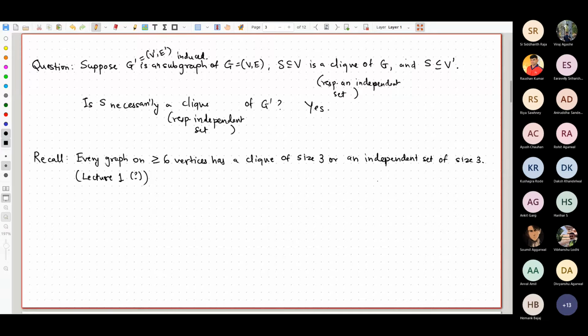All right. So now our plan is to generalize this, right? Suppose I want to say that every graph with a sufficiently large number of vertices has either a clique of size 100 or an independent set of size 1000. I want to make this kind of a claim. Is this a valid claim, right? So that is what we are going to explore.